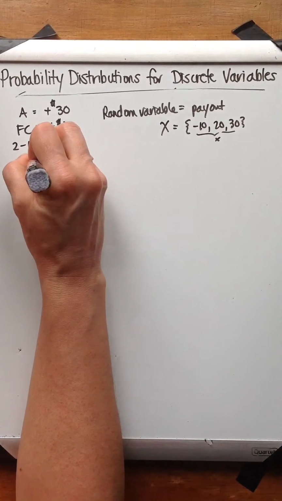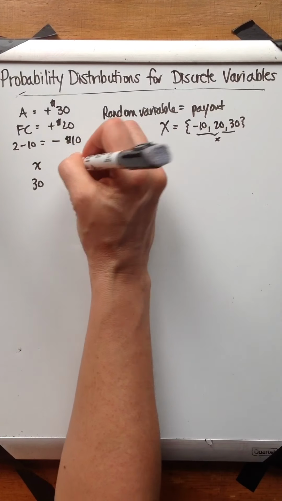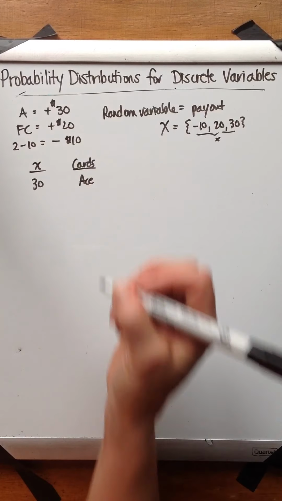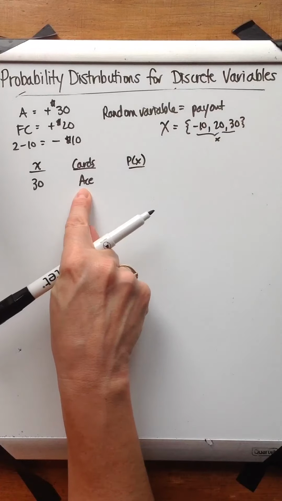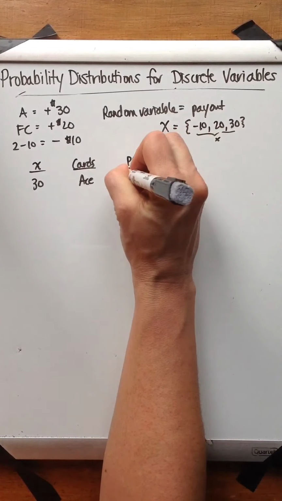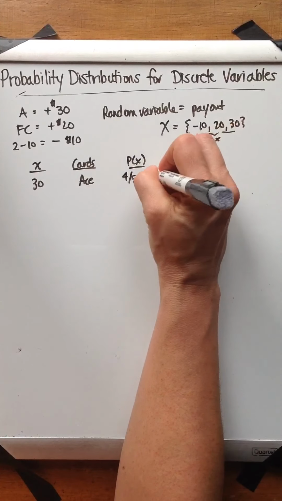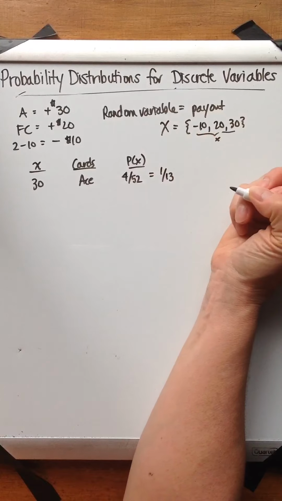So let's do a table. The first value for x we can have is 30. We will get that value when we have an ace drawn. And what is the probability of that occurrence happening? Well, how many aces are in the deck? Well, there are 4 out of 52. Okay, so I could write this, I'm going to reduce it down to 1 out of 13, and you'll see why in a little bit.